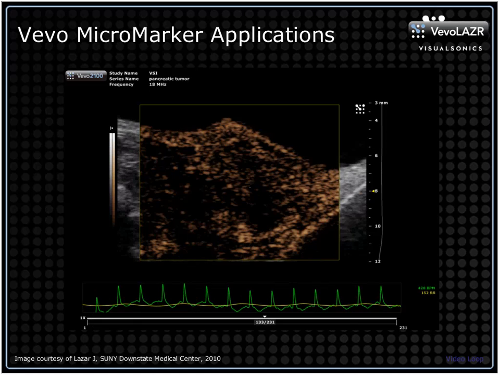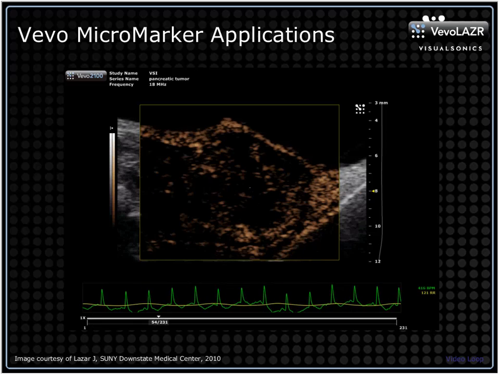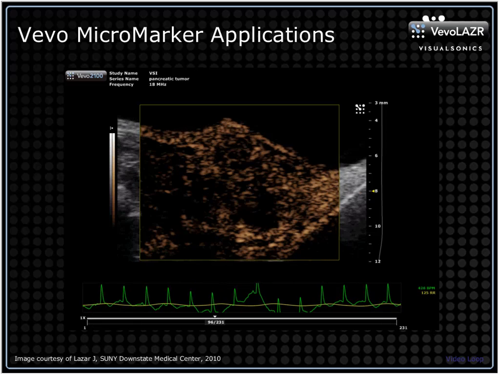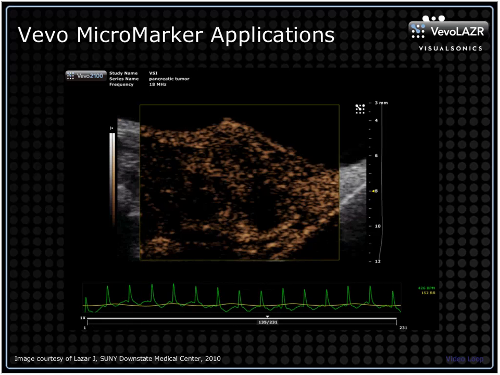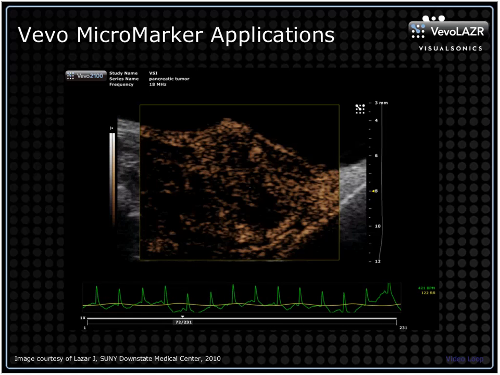And you can see areas of the tumor which are highly perfused right around here, and then areas which are not as well perfused over here. And there are various calculations that we can do to assess perfusion using this technique.